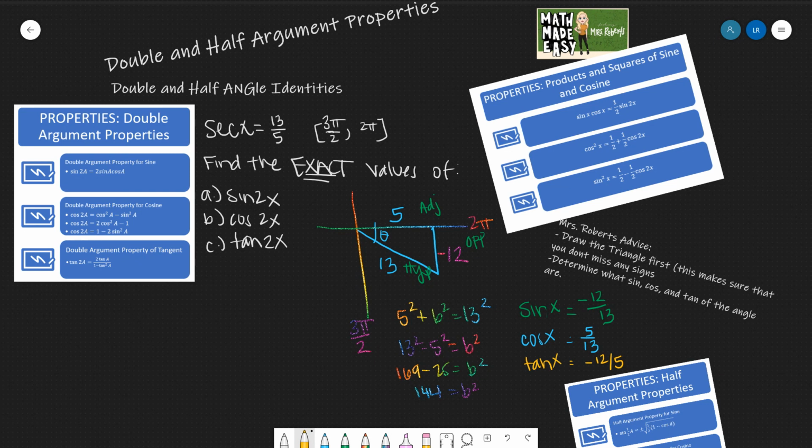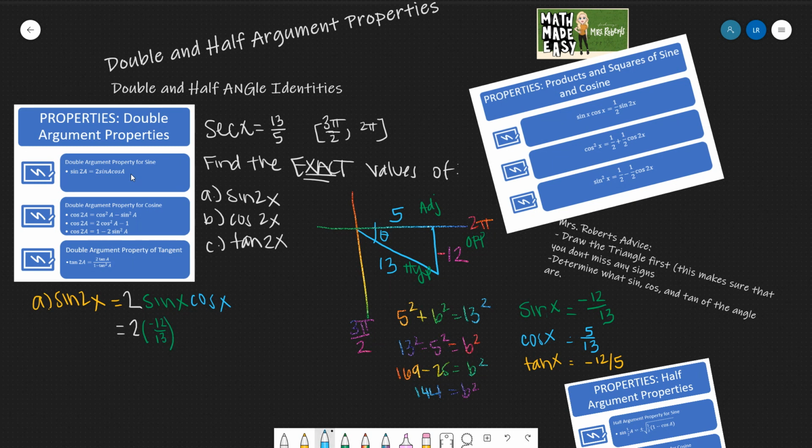Now we're ready for the precalculus piece of this. Sine of 2x. We're going to go over here to this double angle property. Sine of 2x is the same thing as 2 sine of x cosine of x. Right there. There we have it. We know what sine of x is. It's negative 12 over 13. We can replace this entire sine of x with negative 12 over 13.